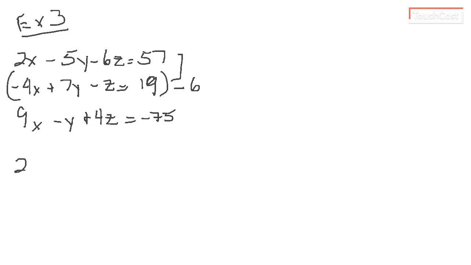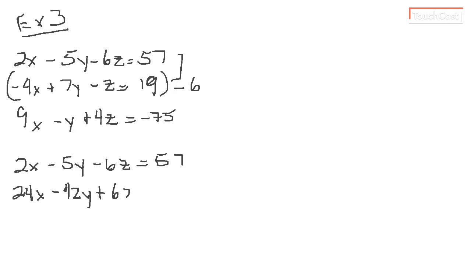So we're going to end up with 2x minus 5y minus 6z equals 57, and then we're going to have 24x minus 42y plus 6z equals 114. So now we can just add going down.